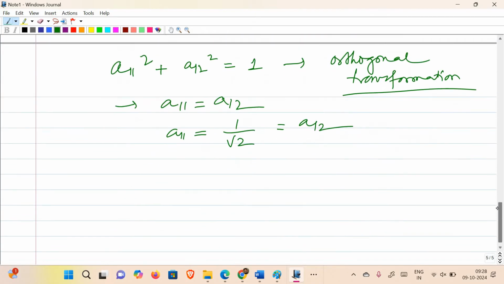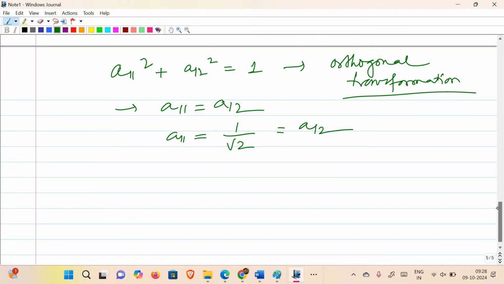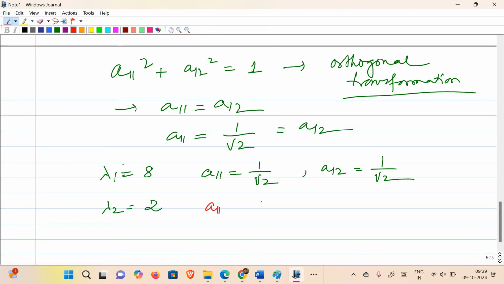Now, what is the significance of it? That is most important for you. So A11 and A12, we got it, right? Please make sure. I'll just summarize. For sigma 1 equals 8, we get A11 as 1 by square root 2 and A12 as 1 by square root 2. For sigma 2 equals 2, in the same manner we calculate, and we are supposed to get A11 as minus 1 by square root 2 and A12 as 1 by square root 2. So for both sigma 1 and sigma 2, we will calculate in the same manner and get two sets of results.